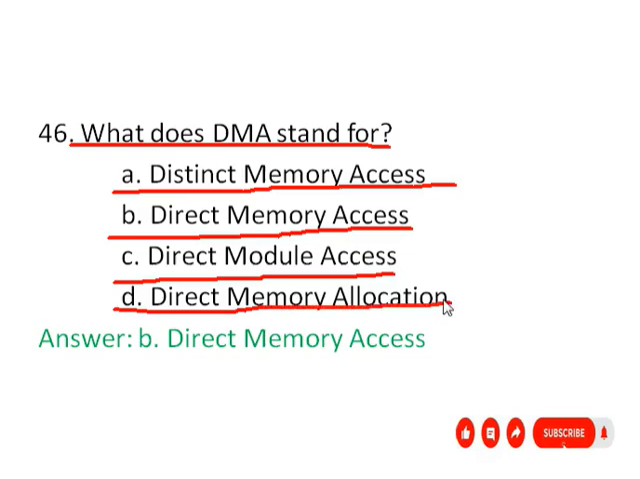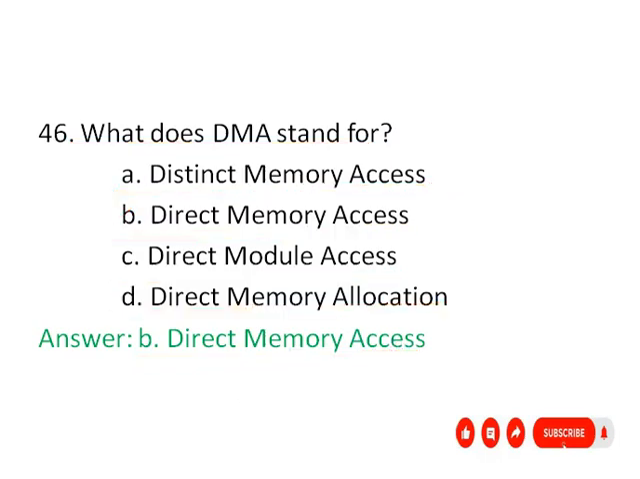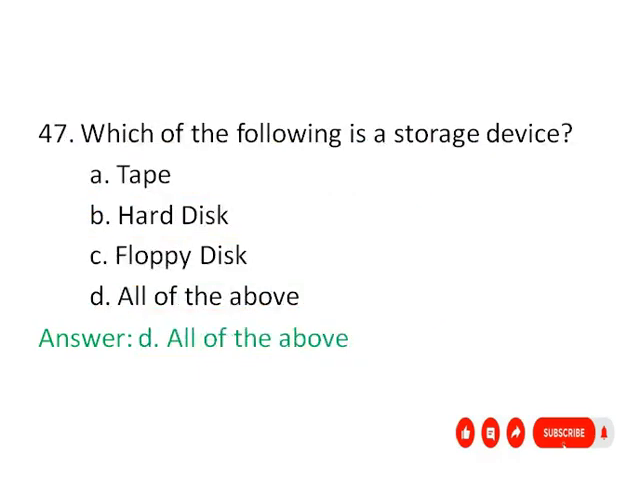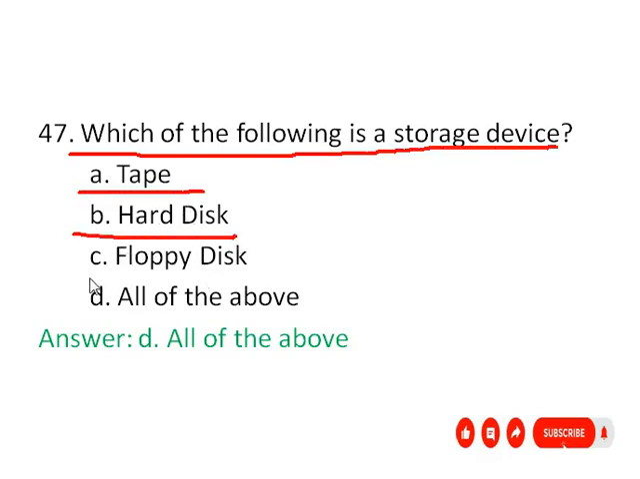So here option B is our correct answer, direct memory access. Our next question is, which of the following is a storage device? Option A, tape. Option B, hard disk. Option C, floppy disk. Option D, all of the above. So here correct answer is all of the above.